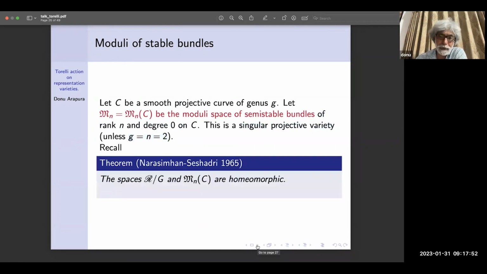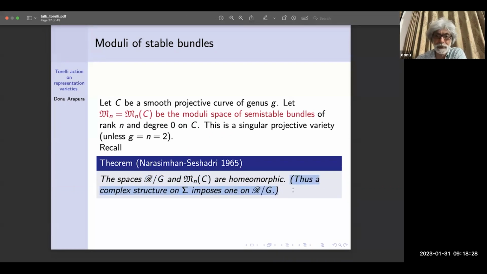All right, so let me just recall an old theorem of Narasimhan and Seshadri. The previous space that I was talking about, R mod G, and this space in algebraic geometry, M_n(C), are actually homeomorphic. So this is a complex algebraic variety. This is a real algebraic variety. You can say a little bit more. They're actually equivalent as real algebraic varieties.